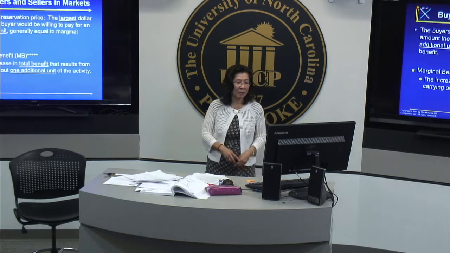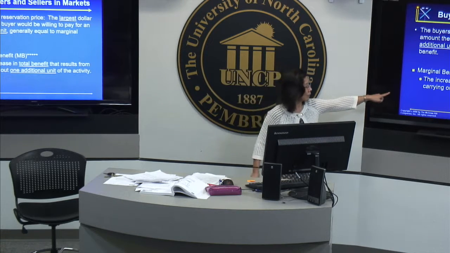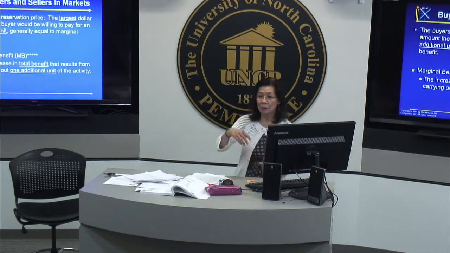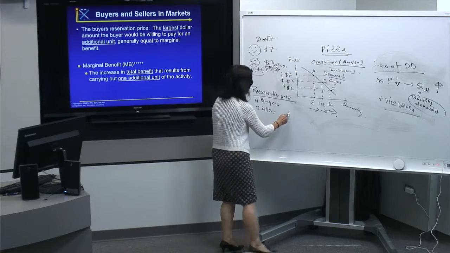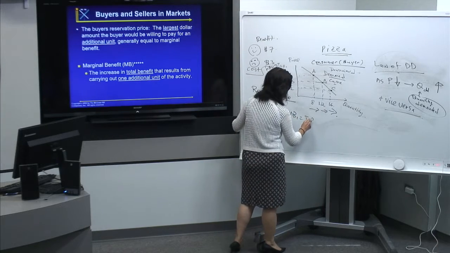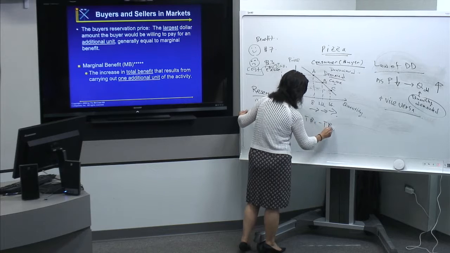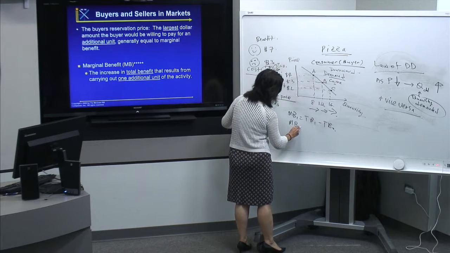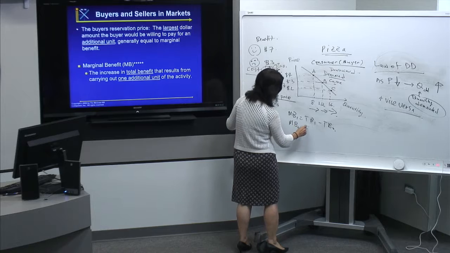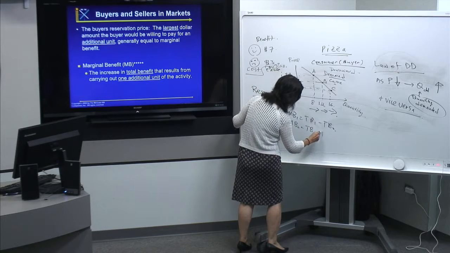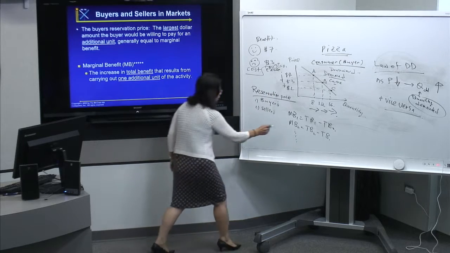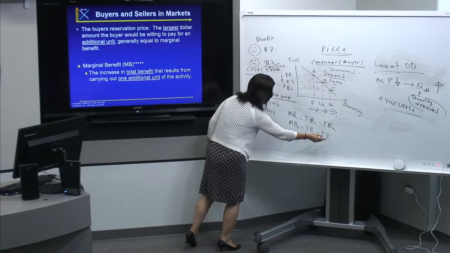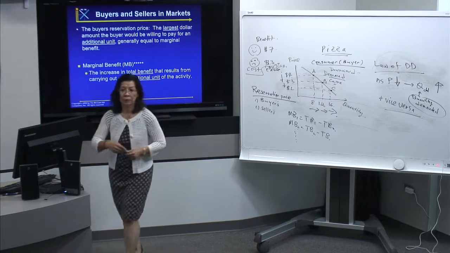Anyway, marginal benefit is the increase in total benefit that results from carrying out one additional unit of an activity. Now remember that equation I gave you before, right? MB1 equals TB1 minus TB0. And MB2, marginal benefit of the second unit, is total benefit of 2 units minus total benefit of 1 unit, and so on and so forth. This is the second, this is 2 minus the previous 1 unit less.